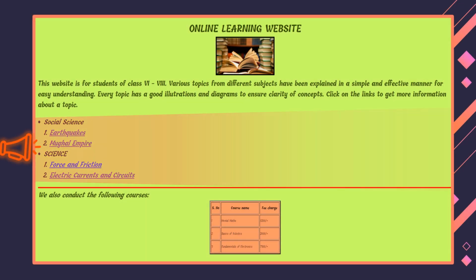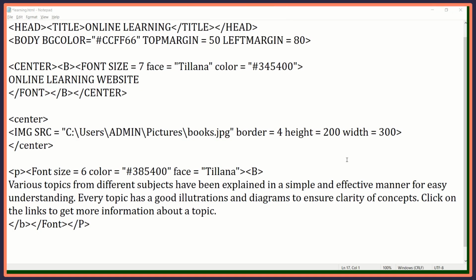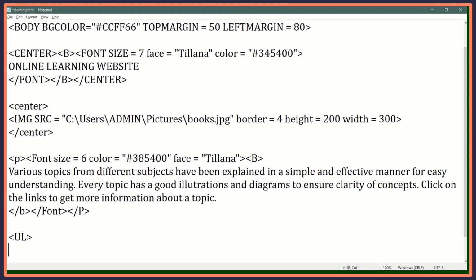Now we will do the coding for this third section, which is having the list as well as the links. That means we are displaying the links as a list. Now we will do the coding for this section. For creating a list, I'm going to type the UL tag. First, I am having the unordered list, UL tag. Then the first list item is social sciences. Social science, first item.